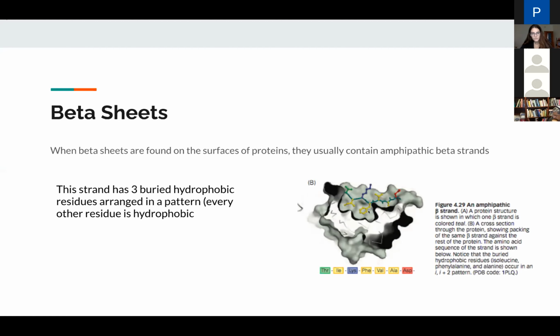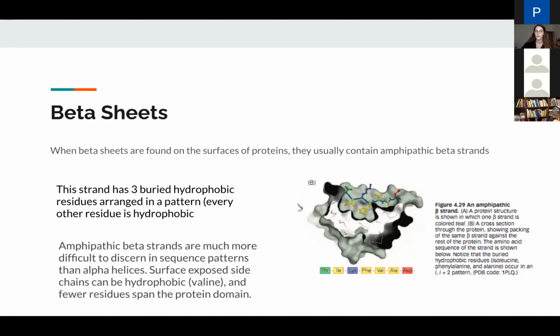But they're way more difficult to discern in sequence patterns than alpha helices, which you can kind of tell. Surface exposed side chains can always be hydrophobic. For instance, the valine here is hydrophobic, so you don't even see a pattern. And there are also fewer residues that span the protein domain because the beta strand is more stretched out. So you have less material to look at when trying to decide whether or not they're amphipathic.